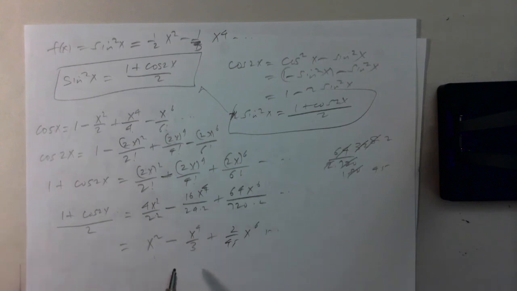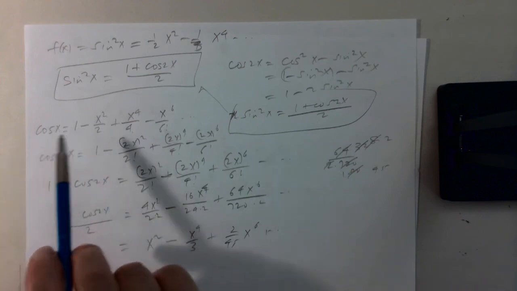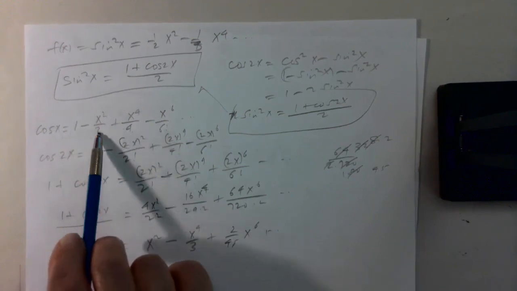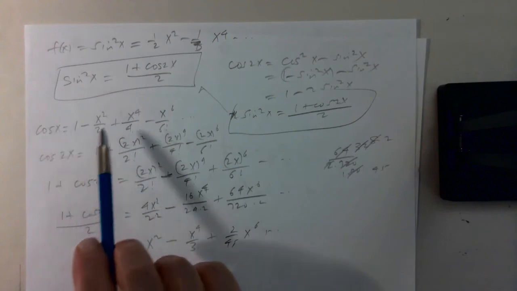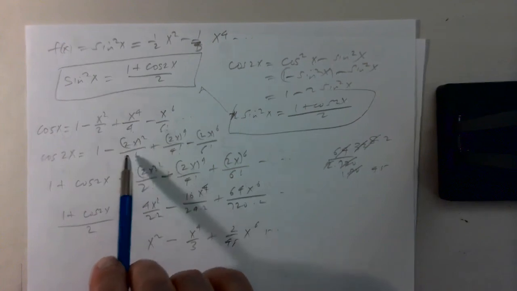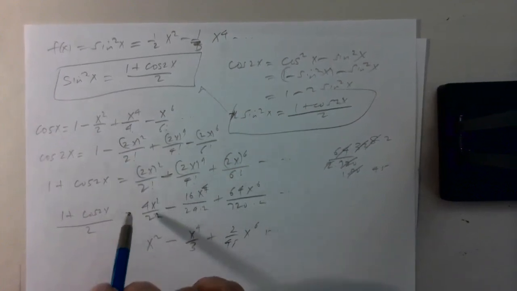The only thing that bothers me is I should have a 2 here. So let me just double check. Cosine x is 1 minus x squared over 2. So if I replace x by 2x, I get 2x squared, or 4x squared over 2. So this is 4x squared over 2.